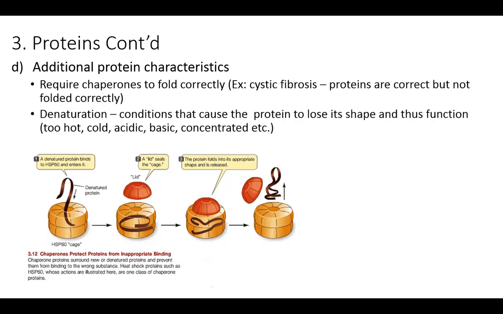Another process called denaturation happens when the protein is under conditions that cause it to unfold. When it unfolds, it loses its shape and no longer functions. So if it's too hot, too cold, too acidic, too basic, then it will denature.